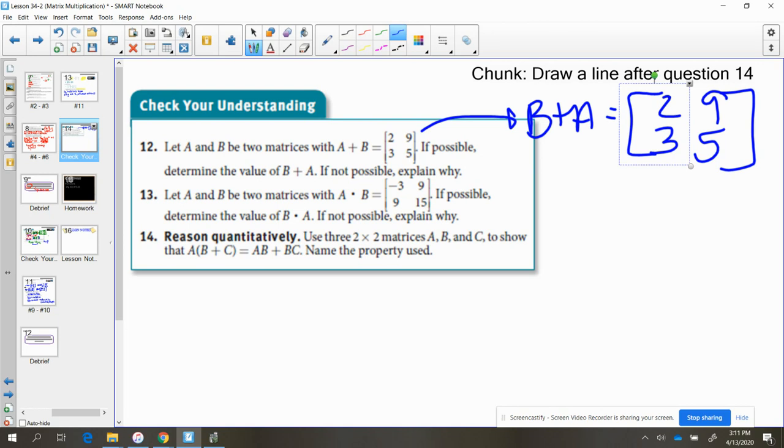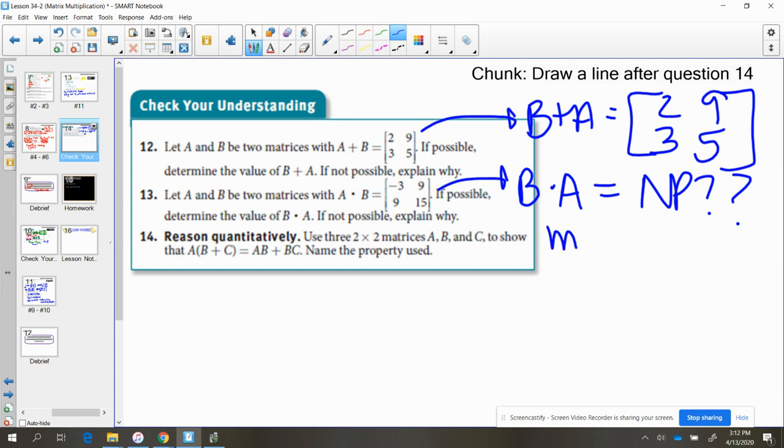Now, on the other hand, for 13, if we try to do B times A, that's not possible at the moment for us to figure out what the matrix is going to be, because we don't know what matrix B or matrix A are. We don't know if it's possible. We definitely, even if it is possible, don't know what the matrix is going to be, because it's not necessarily the same answer. Okay, so that's where it's going on there. Again, we don't have commutative property holding for matrix multiplication like it is for addition, right? Not commutative.